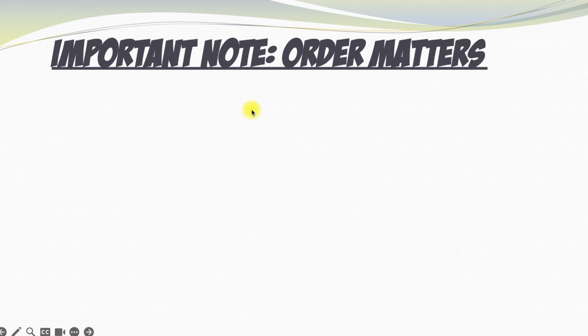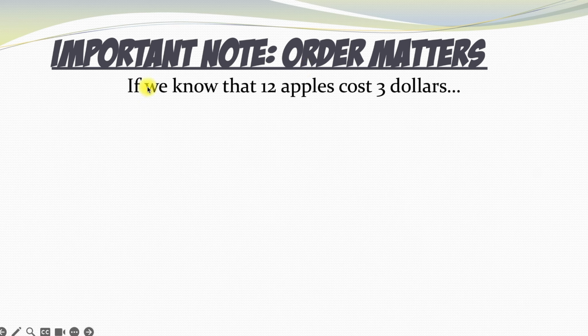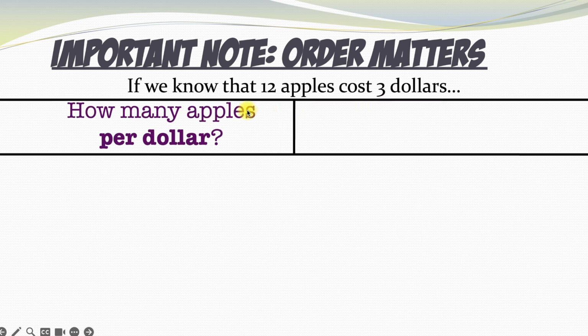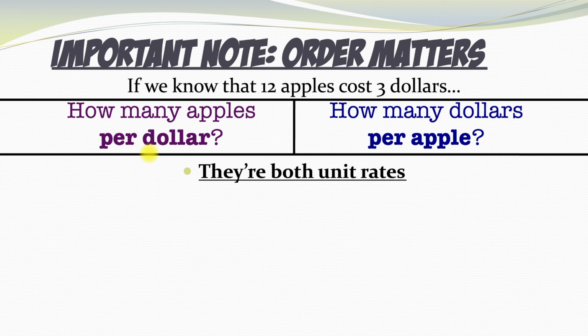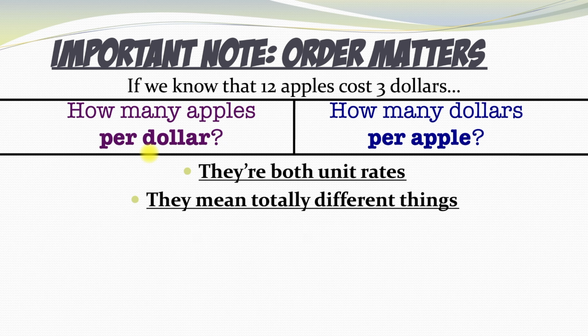Here's one thing I really want to point out because it's really important. Order matters whenever you're talking about unit rate. So let's say we know that 12 apples cost $3. If we ask how many apples per dollar, it's a totally different question from asking how many dollars per apple. They are both unit rates, but they're measuring and mean totally different things.